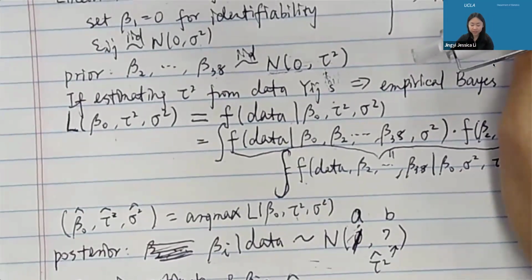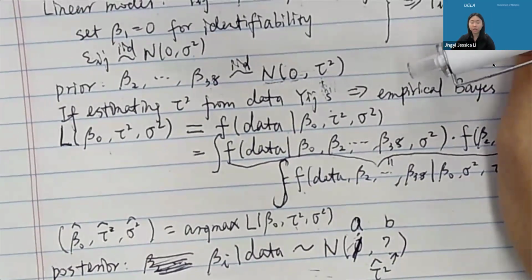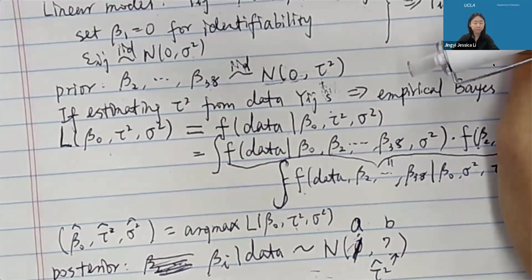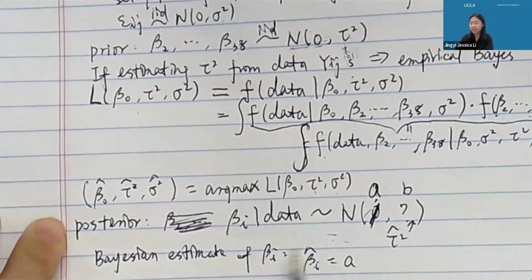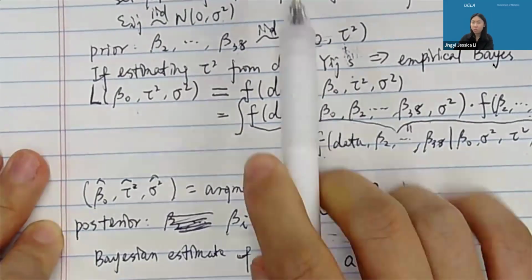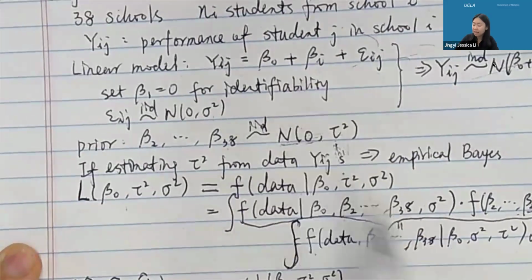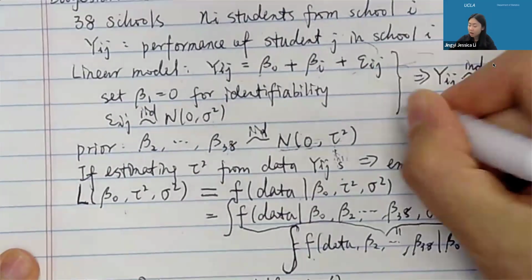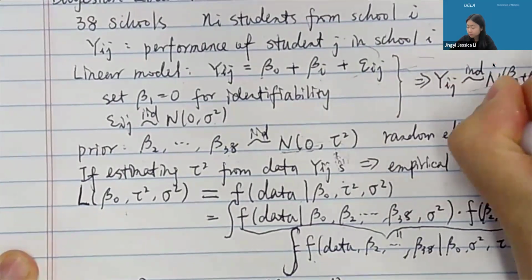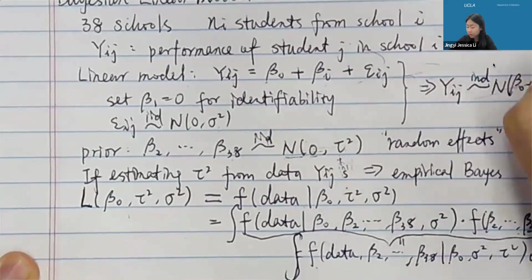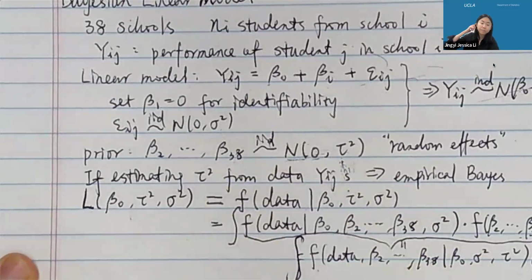Okay, so from now on, I will introduce the simplest linear mixed effect model. I think this is already it. This is a linear mixed effect model with only the random effect. So here, let me just say that these beta 2 to beta 30A are called random effects. Because they're random. They are effects of school, but they're random.